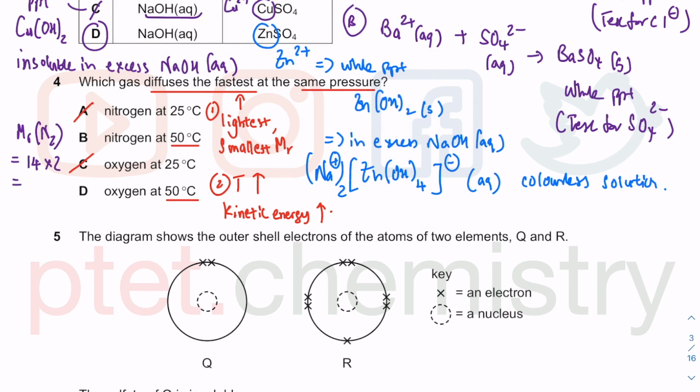So 14 times 2, that's the relative atomic mass of nitrogen, times 2 is 28. And then we get the Mr of oxygen, which is another diatomic molecule. It's going to be 16 times 2, which gives me 32. So since nitrogen is lighter compared to oxygen, lower mass than that, therefore the nitrogen is going to diffuse faster at this temperature compared to oxygen at this same temperature.